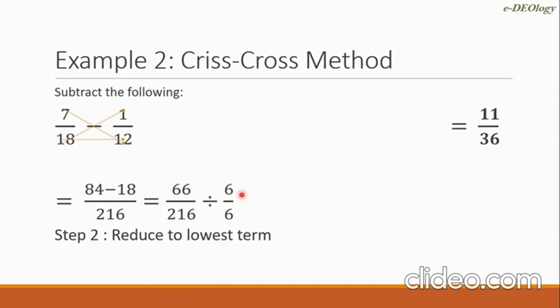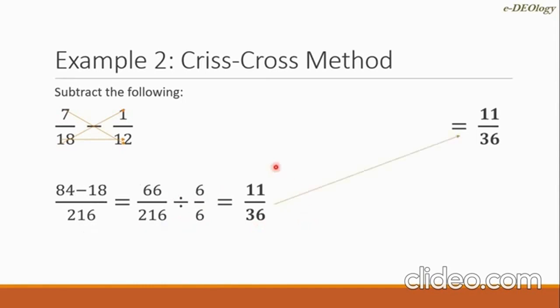So the number 6 is the number that can divide both the numerator and denominator. So 66 divided by 6, I get 11. 216 divided by 6 is 36. And we have the same answer with our conventional method a while ago.